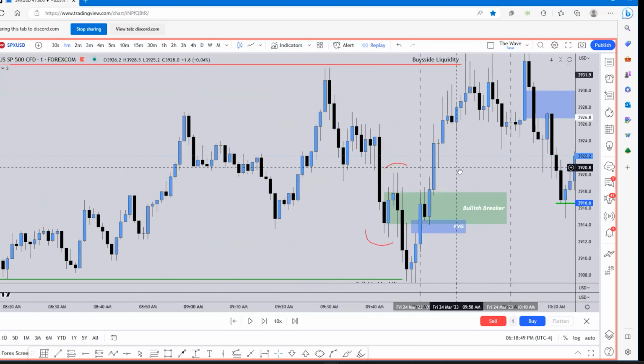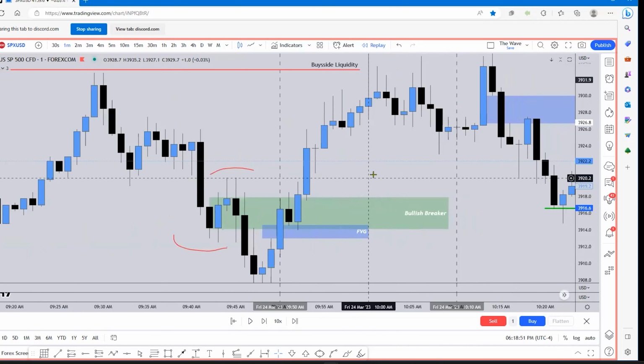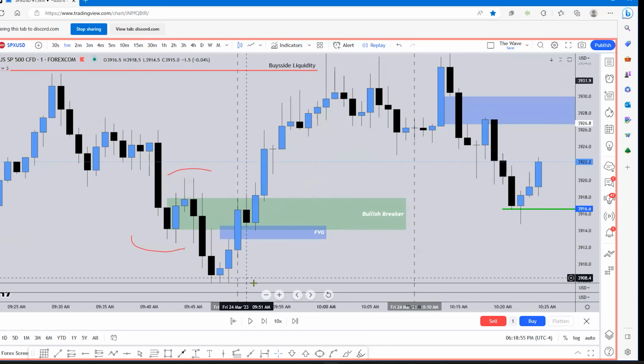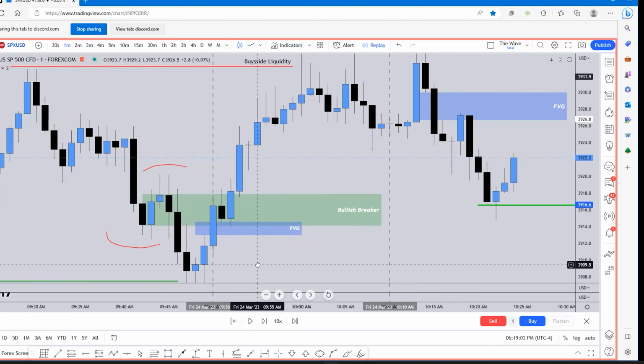Now, this happens inside of a macro of the AM session that is between 9:50 and 10:10. So this is one of your AM macros. If you want to take that note down, we have an AM macro that starts at 9:50 and ends at 10:10.